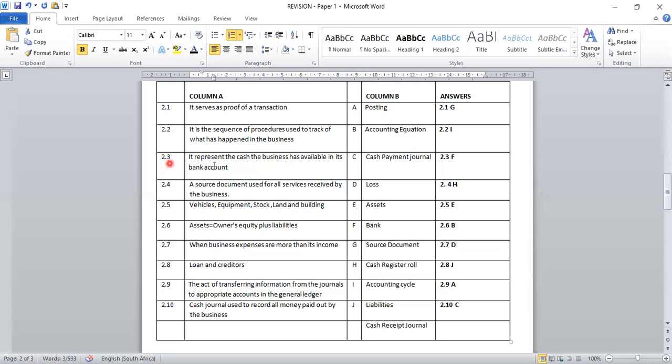2.3, it represents the cash that the business has available in its bank account. So 2.3, the answer is F, which is bank. 2.4, a source document used for all services received by the business. 2.4, the answer is the cash register roll. So 2.4, the answer is H.